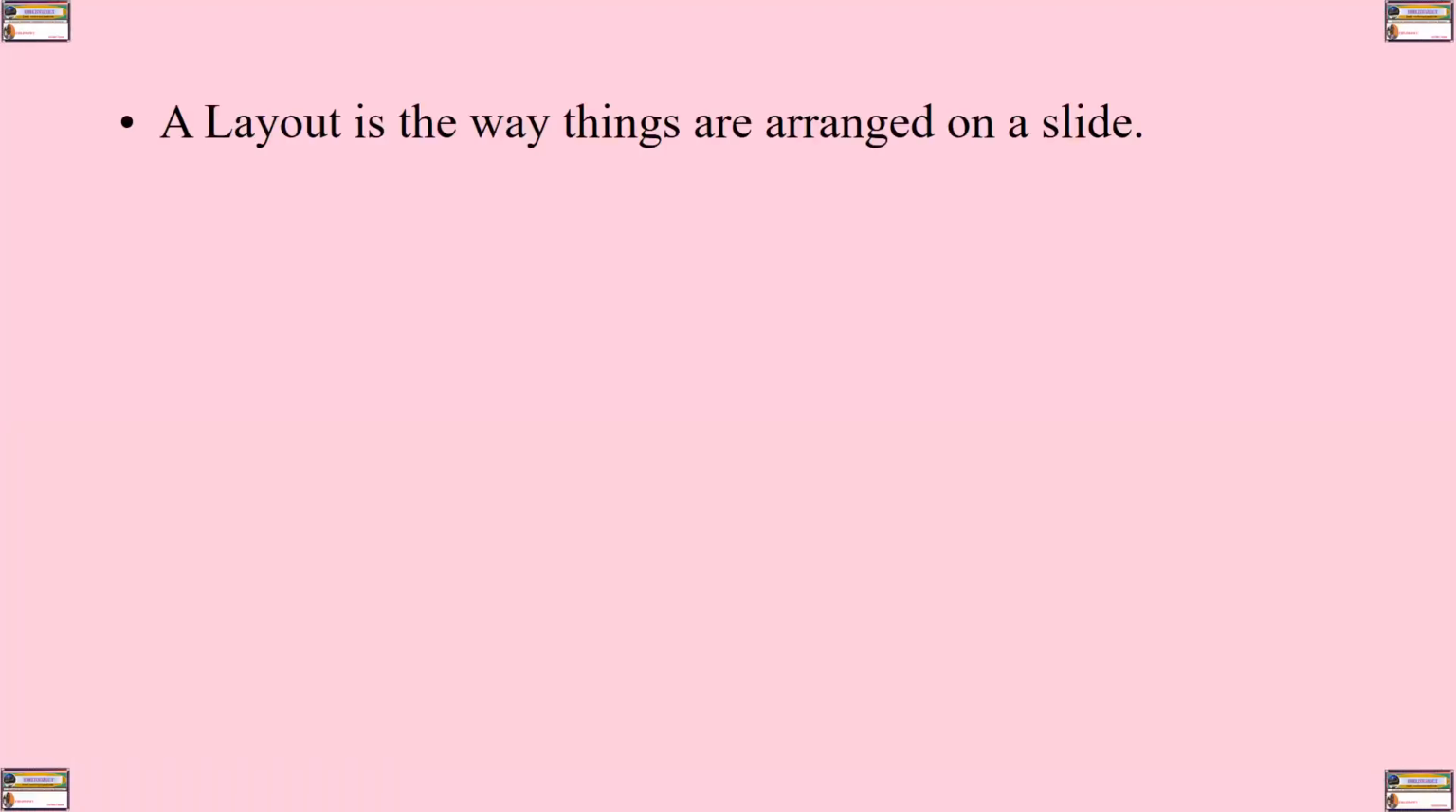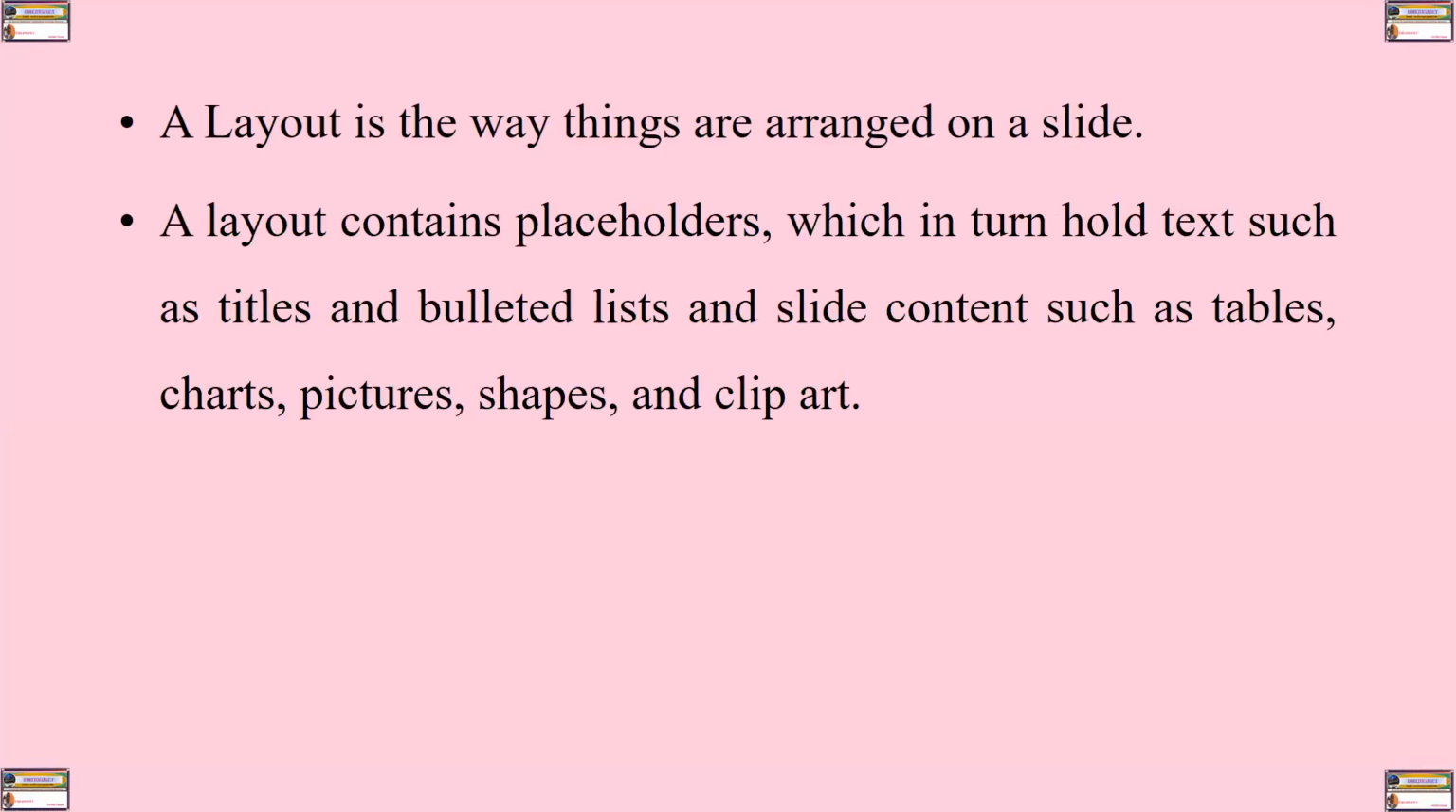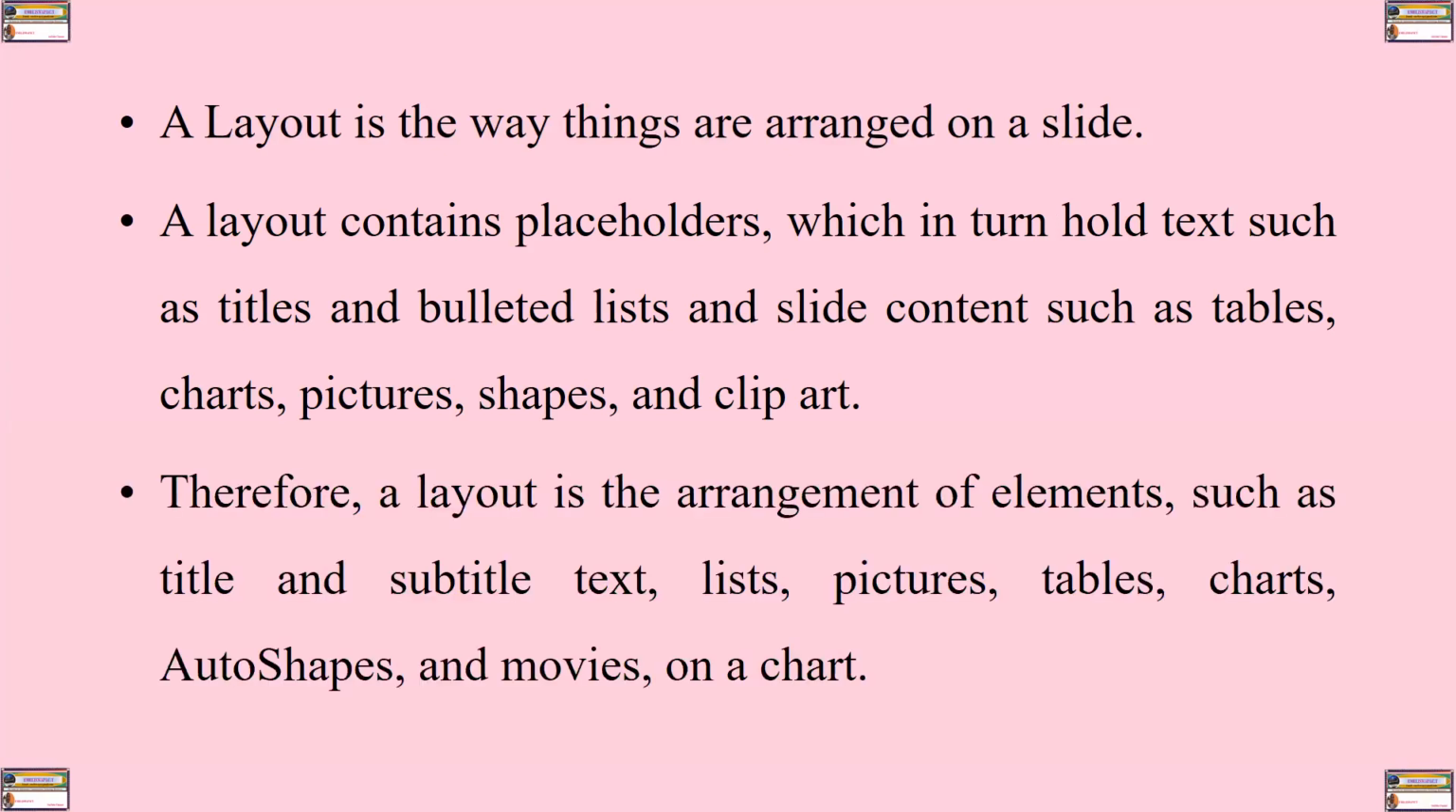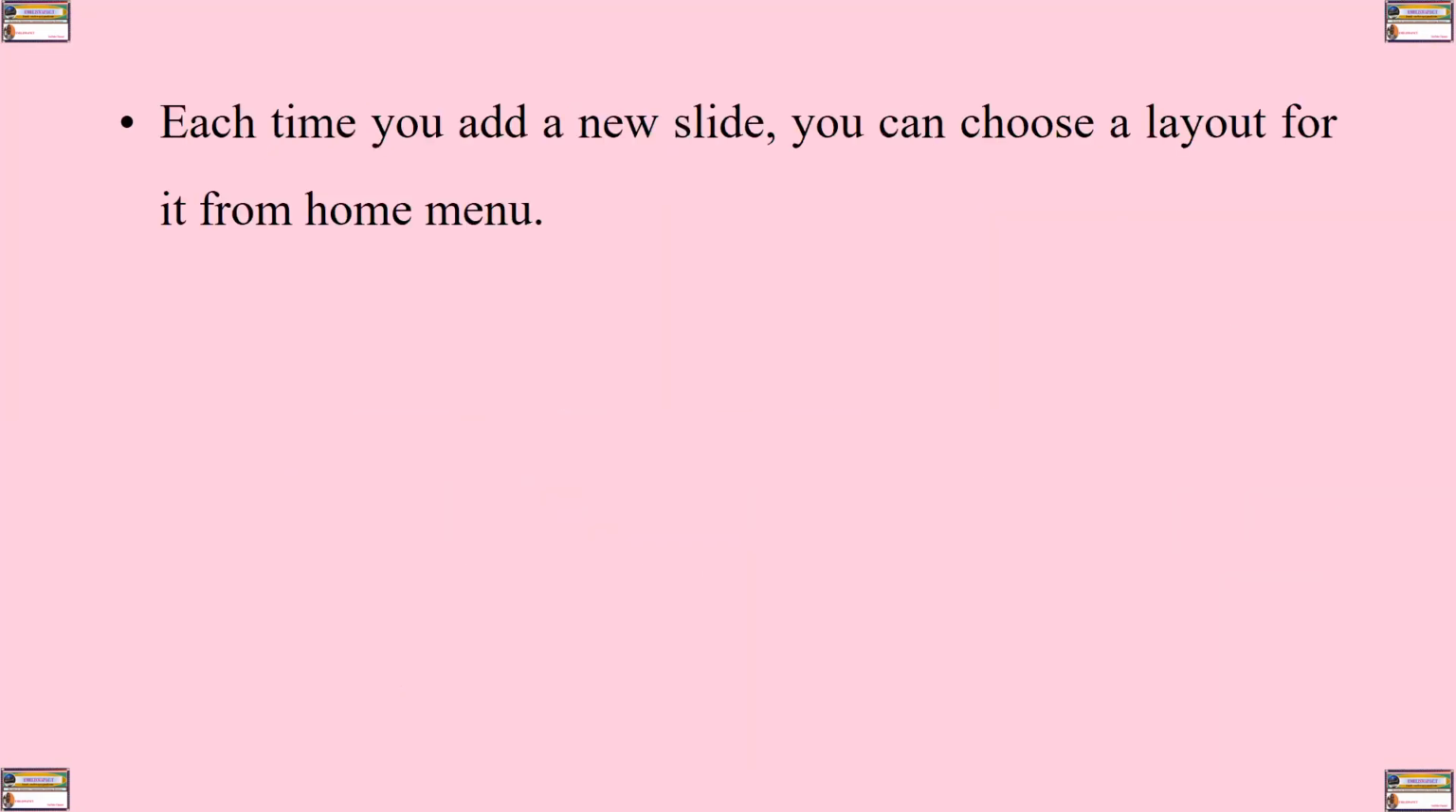A layout is the way things are arranged on a slide. A layout contains placeholders, which in turn hold text, such as titles and bulleted lists, and slide content, such as tables, charts, pictures, shapes, and clip art. Therefore, a layout is the arrangement of elements such as title and subtitle, text, lists, pictures, tables, charts, autoshapes, and movies or charts, amongst others.